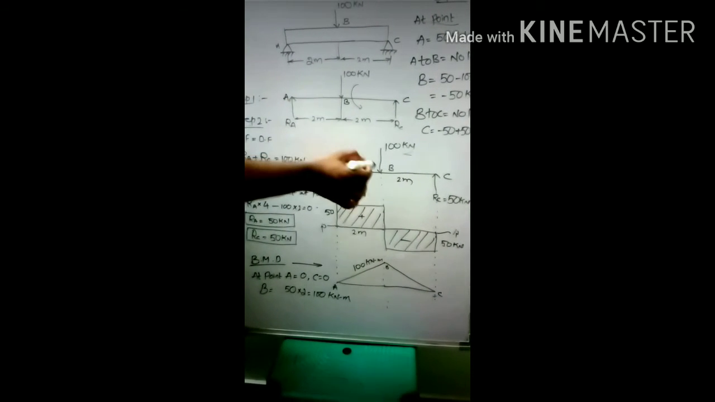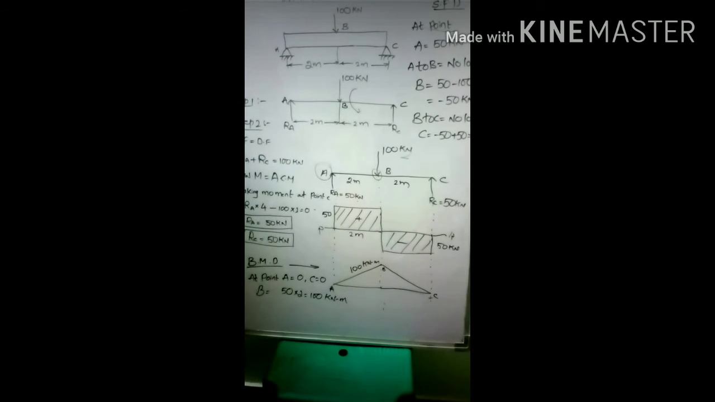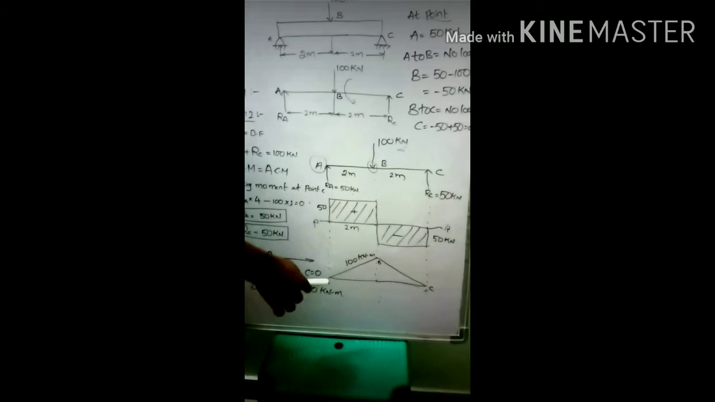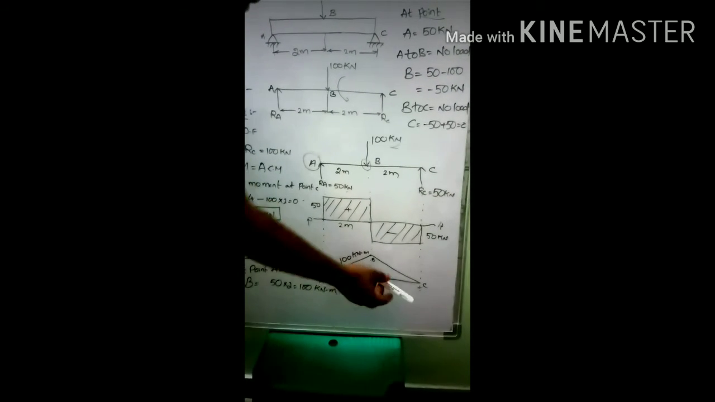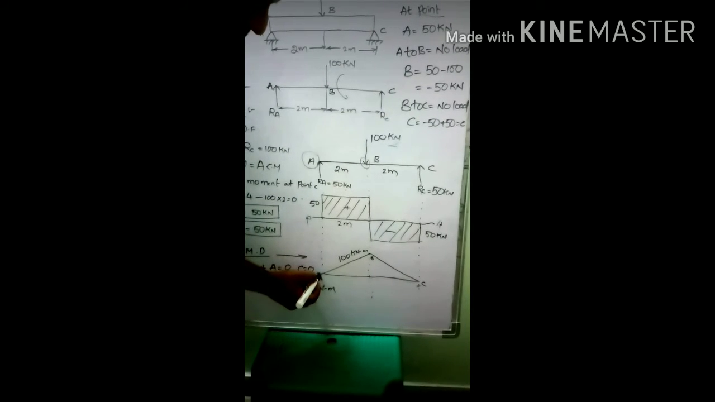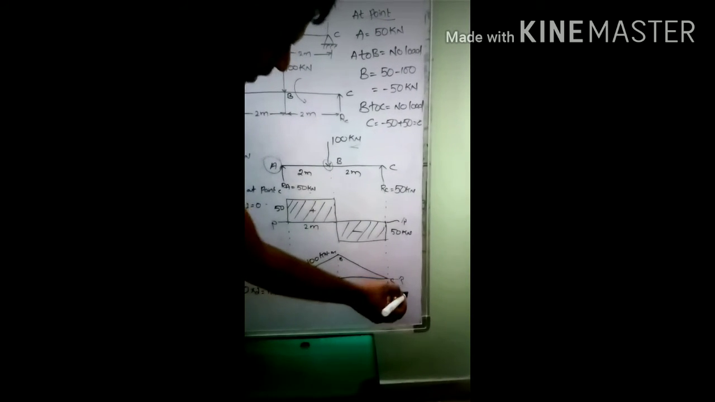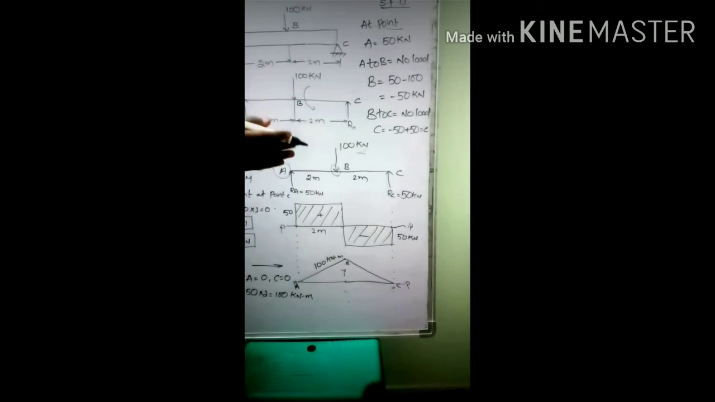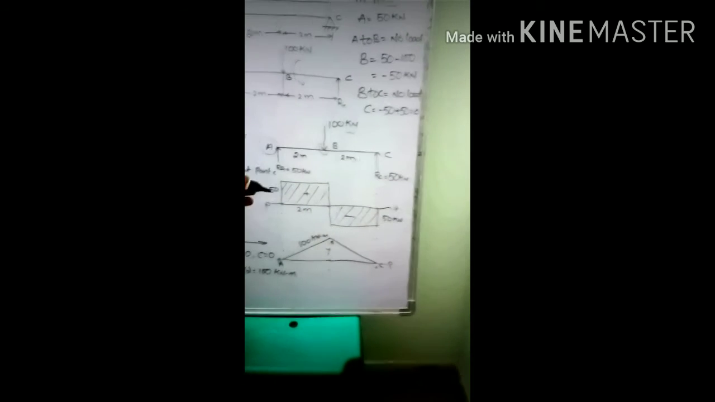The only point left is point B. At point B, bending moment means force into distance. What is the force? 50 into 2, so you have 100 kilonewton meters. This is the same thing as before: you have a reference line. You can draw a reference line. Above the reference line you have a positive value and below the reference line you have a negative value.